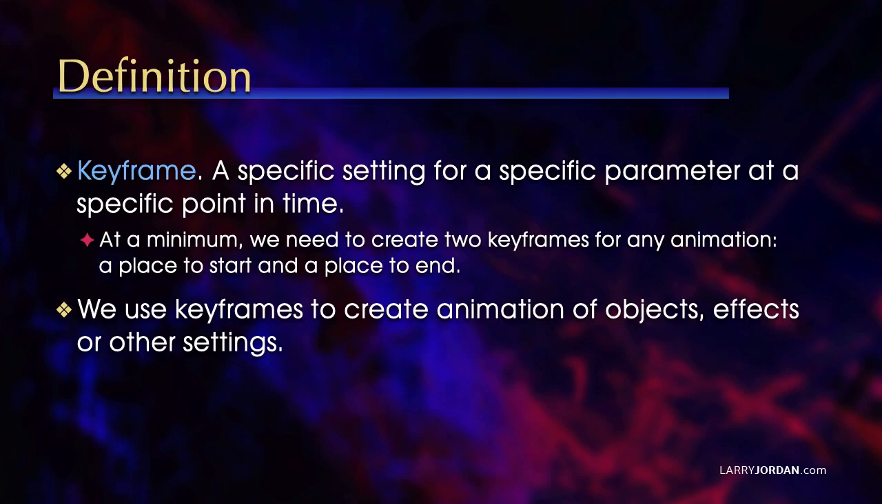A keyframe is a specific setting for a specific parameter at a specific point in time. At a minimum, we need to create two keyframes for any animation, a place to start and a place to end. And we use keyframes to create animation of objects, effects, or other settings.